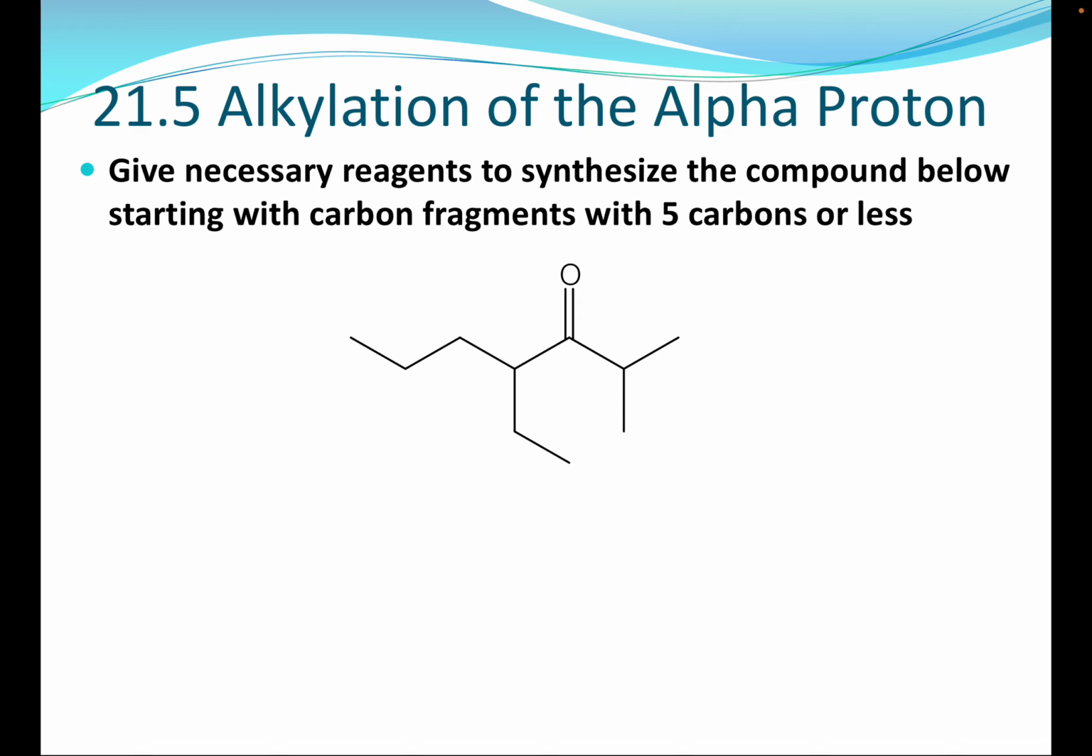All right, we have a practice problem. We've been given this pretty large structure, and we're told to make this using carbon fragments that have 5 carbons or less. So what that means is we need to break down this molecule in a way where every single one of our carbon-containing compounds has 5 or fewer carbons. So we know that we need to have an alpha position, and then by the looks of this, we're going to be doing an alkylation since we have so many R groups coming off.